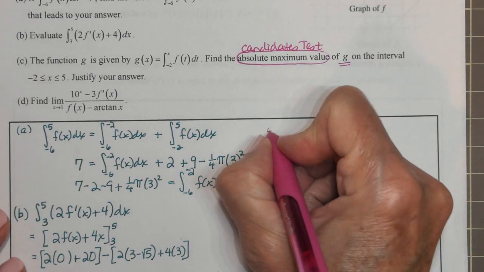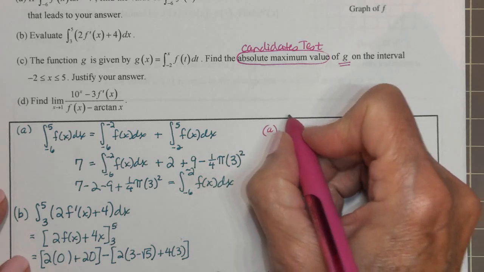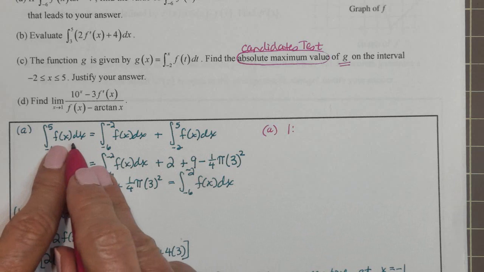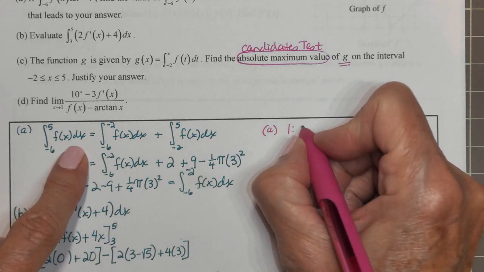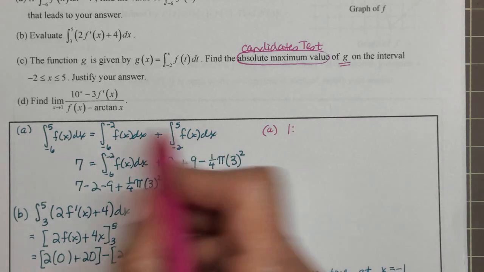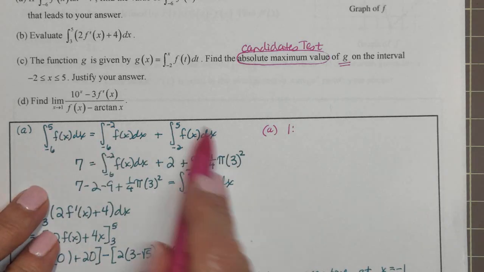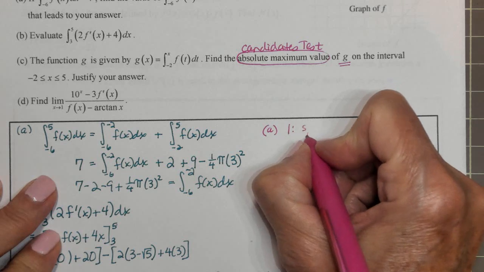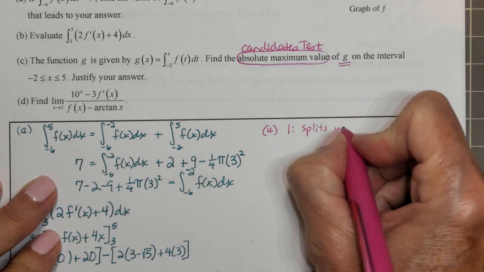So for part A, 1 point was given for splitting up this integral. In their scoring guidelines, they rewrote this line, but I'm just going to write it as splits up the integral.